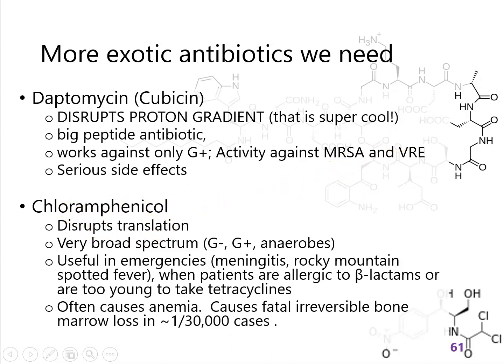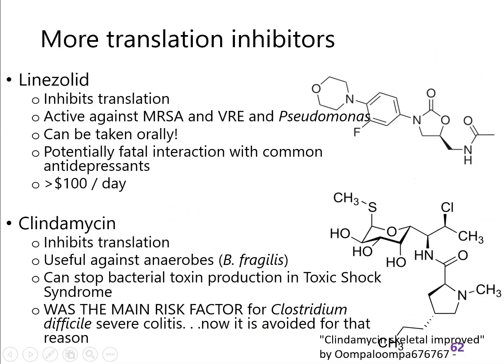Chloramphenicol is a great antibiotic, but it causes irreversible bone loss in some people, and it has other toxic effects. So we don't use chloramphenicol much in the US, but it does have a very broad spectrum, and it's very cheap. Apparently it's like pennies per dose, and so it's used all over the world, often over the counter. This is the newest one, and it's another translation inhibitor. I don't know much more about it, other than it's expensive.